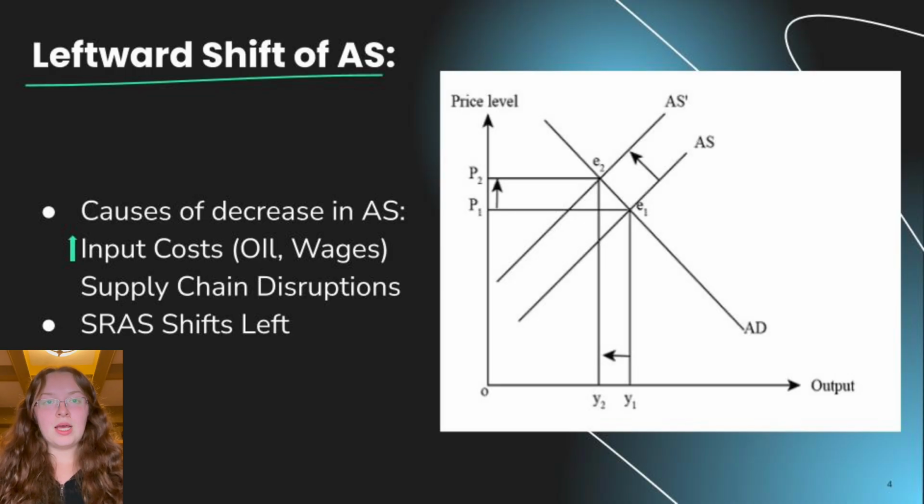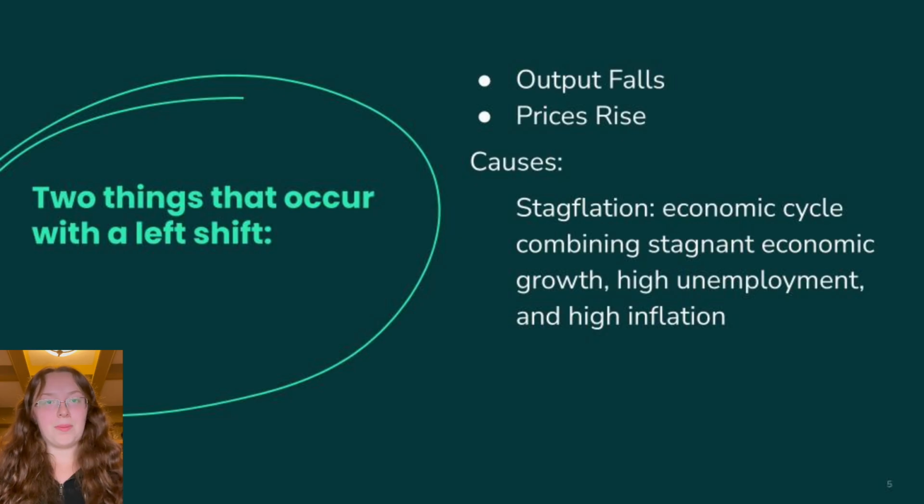A recession can happen when aggregate supply decreases, meaning the SRAS curve shifts to the left. This is often caused by higher production costs, supply chain disruptions, or negative shocks to key resources like energy. When this happens, two things occur at the same time. Output falls and prices rise. This combination is sometimes called stagflation, which is especially challenging for policymakers.